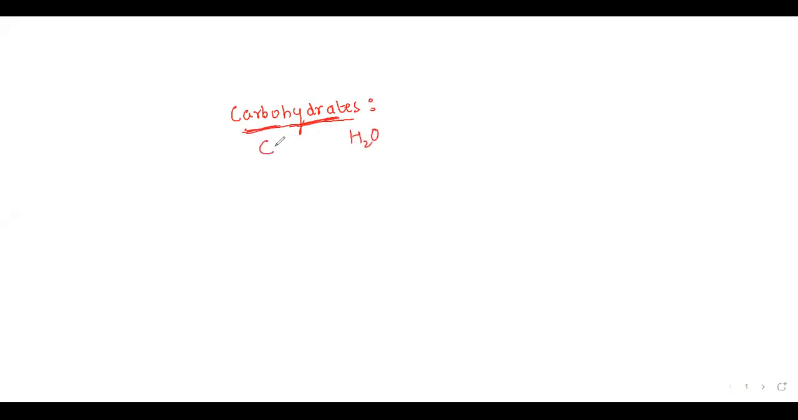So basically, all the carbohydrates will have a basic CH2O formula, but of course, there are many exceptions that we'll be taking up. Now, these carbohydrates, as we studied in the previous video, are of three different types. These carbohydrates can be either monosaccharides or oligosaccharides or polysaccharides.